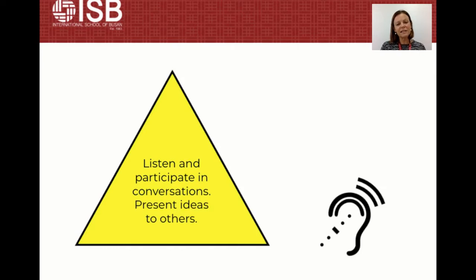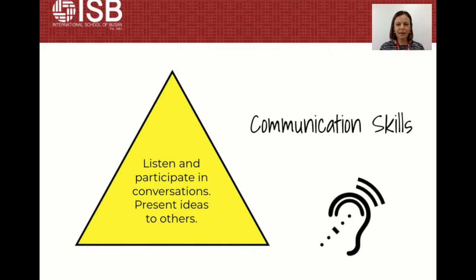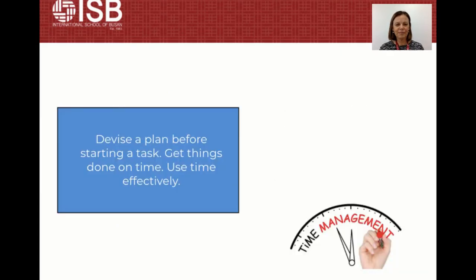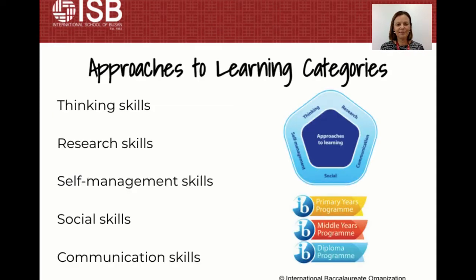How about the skill to listen and participate in conversations and then present ideas to others? Communication skills. And what about the ability to understand and respect other points of view and resolve conflicts? These are social skills. And lastly, how about devising a plan before getting started on a task? Getting things done on time and using time effectively. These are self-management skills. So throughout all 3 programs, we have the same 5 categories: thinking skills, research skills, self-management skills, social skills, and communication skills.